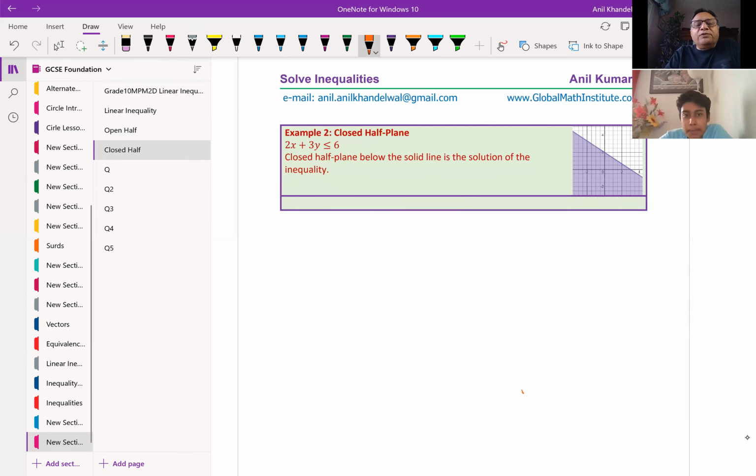Okay, sir. Let's take one more example before taking some practice questions. Now we have another line whose equation is 2x plus 3y less than or equal to 6. So what do you expect? Do you expect an open half or a closed half solution? So I would say closed half. Yes. So we have to draw a solid line, right? That means a solid line. Is that okay?